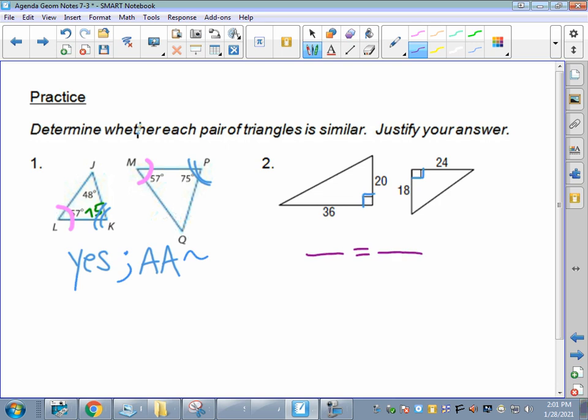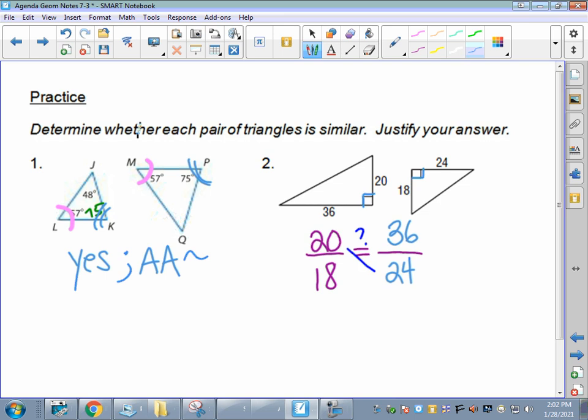So on this left-hand triangle, 20 is the smaller side. So on the right-hand triangle, I'm going to use the 18, the smaller side. And then that would leave me with a 36 over 24. So smaller over larger, or smallers and largers, right? So let's cross multiply this. Let's see if it works. It's kind of a question mark.